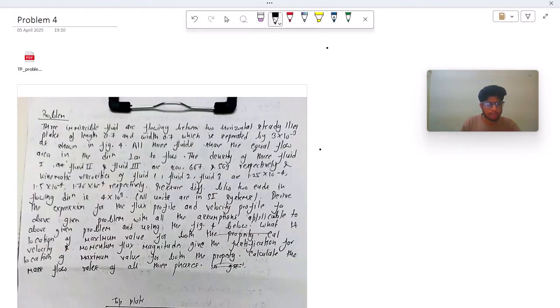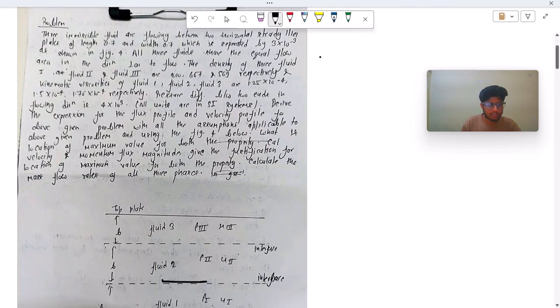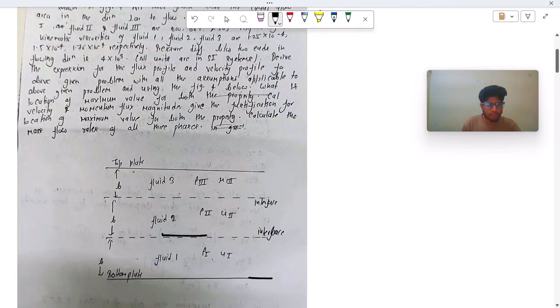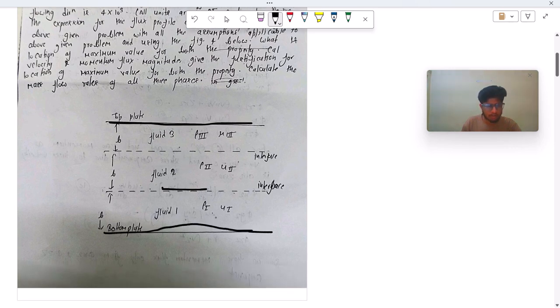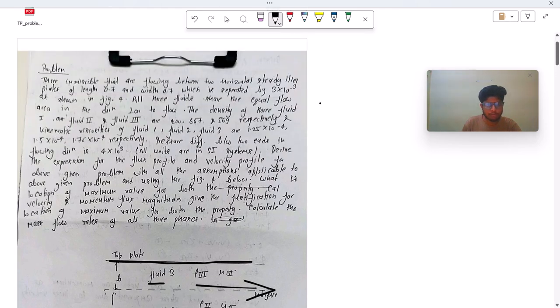So coming to our last problem of shell balanced momentum. In this problem we can see that we have three fluids flowing between horizontal plates. This is the top plate, this is the bottom plate, and we have three fluids: fluid 1, fluid 2, fluid 3, which are immiscible with each other, and they are flowing in the horizontal direction. So first of all, we read the question.